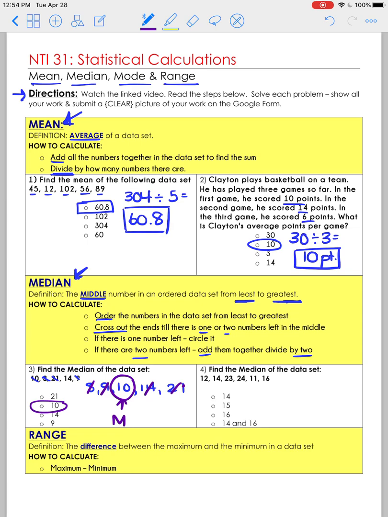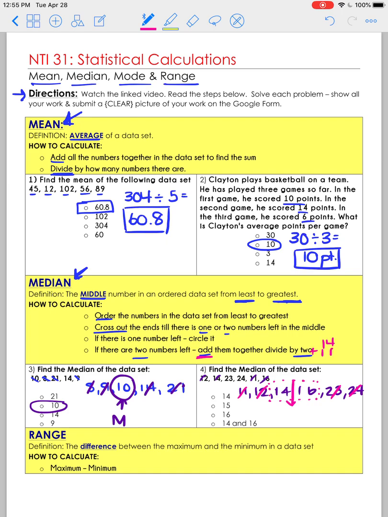Now we're going to do the same exact steps for number 4 because we're looking for the median. So we are going to first order from least to greatest. So we have 11, 12, 14, 16, 23, and 24. Now we're going to mark out our ends until we have 1 or 2 numbers left in the middle. I'm going to mark out 11 and 24, 12 and 23, and on this one we have 2 numbers left in the middle. So to get the median, we want the number that's going to be in between 14 and 16. So we're going to add those 2 numbers together, and I'm just going to do that up here.